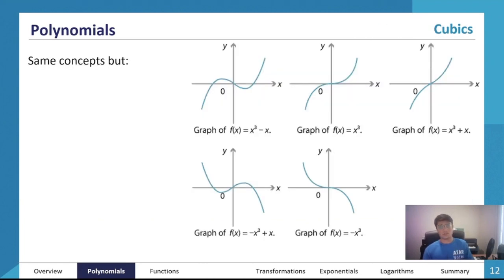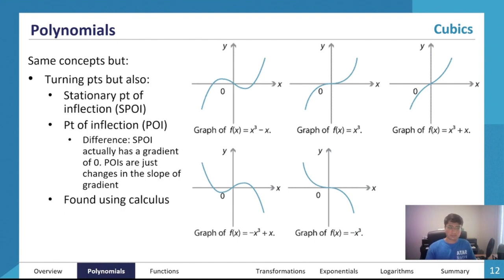All right, so let's talk a bit more about the additional features of a cubic that you have to watch out for. For the most part, it's the same stuff, right? So we're talking about x-intercepts, y-intercepts, turning points. One thing you actually have to start worrying about with cubics as well, though, is what we call stationary inflection points.